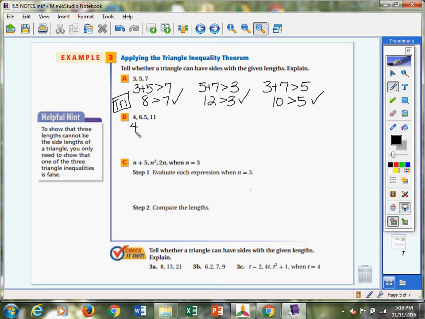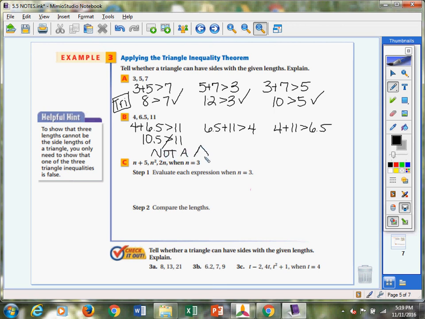Okay? Let's look at letter B. So we've got 4 plus 6.5 is bigger than 11. 6.5 plus 11 is bigger than 4. 4 plus 11 is bigger than 6.5. Okay, so I did the first side plus the second side. Is that bigger than the third side? Is the second side plus the third side bigger than the first one? Is the first one and the third one bigger than the second side length, okay? So 4 plus 6.5, this is where you let the numbers drive the answer. 4 plus 6.5 is only 10.5. Is 10.5 bigger than 11? No. Then this is not a triangle.